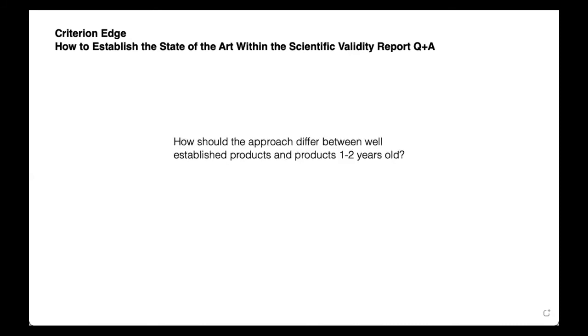Okay. Next question. How should the approach differ between well-established products and products 1 to 2 years old? I think the main way I would approach that differently is very early on, as I'm designing my systematic literature review. If you have a very well-established product, something like influenza testing, that is going to go back decades, compared to something like COVID testing, where it's only 1 to 2 years old. So in those cases, you may want to design your systematic literature review to be more targeted, so that you will go back a longer period of time or a shorter search time.